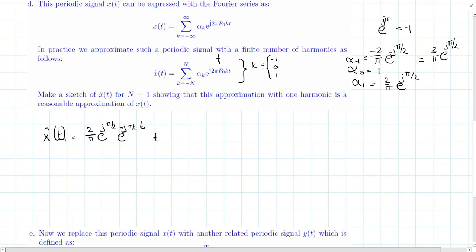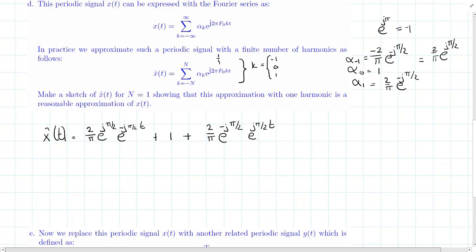In this case, for k is equal to 0, we would have a 0 in the power, so this e to the power 0 would be equal to 1, so we'd be left with a DC, so that's equal to 1, plus, for the case k is equal to 1, we have 2 over pi e to the power minus j pi over 2 e to the power j pi over 2 t.